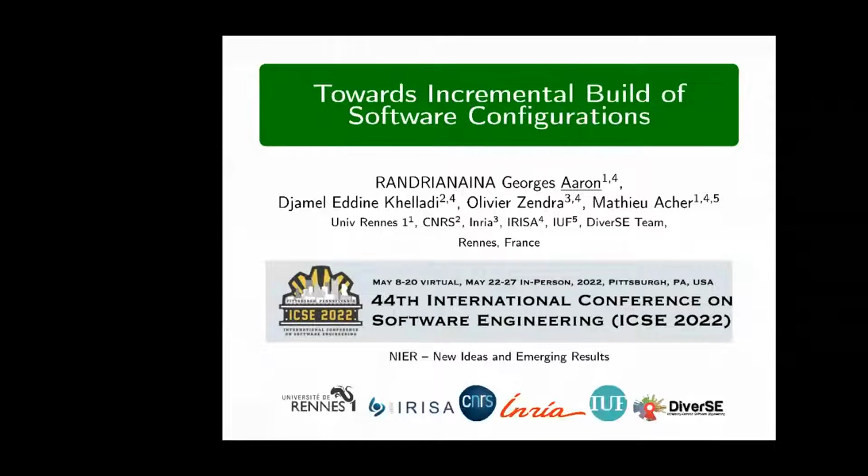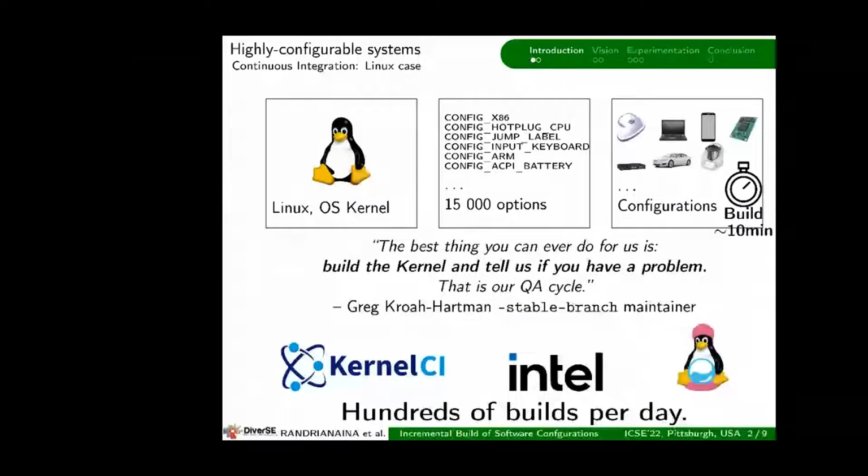In this paper, we are considering highly configurable systems such as the Linux kernel with over 15,000 options and many combinations of these options to get configurations. And building the kernel is really a crucial task because it is the only way to get build failures from feature interactions or test the kernel and so on.